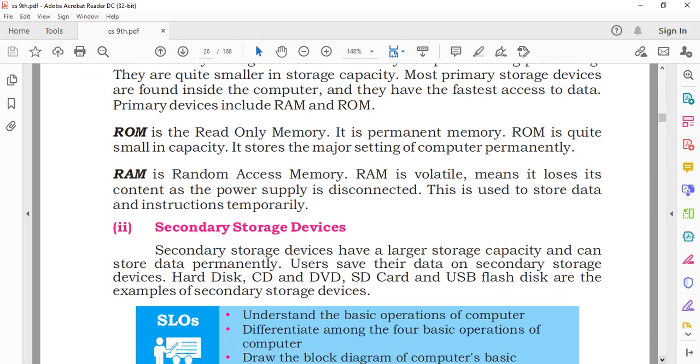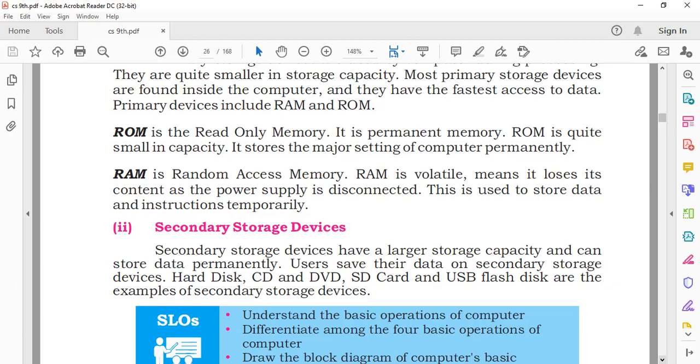So ROM is the read-only memory. It is a permanent memory, and ROM is quite small in capacity. You don't have much capacity in ROM. It stores the major settings of your computer in a permanent form. Permanent means for a longer duration.